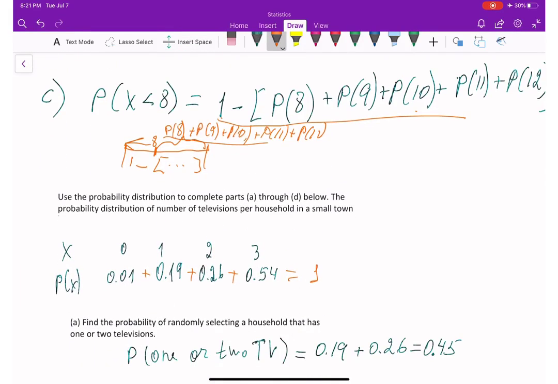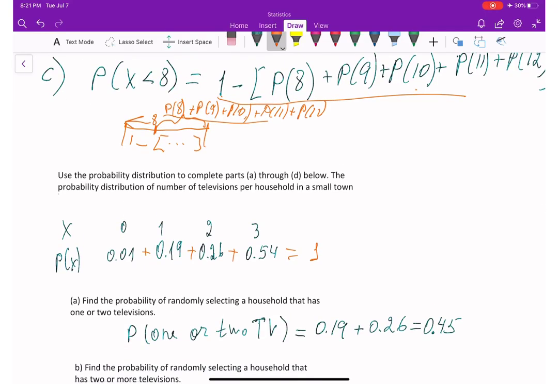Next, use the probability distribution to complete parts A through D below. The probability distribution of number of televisions per household in a small town is, here we have, so here is values of x, how many televisions the household has.